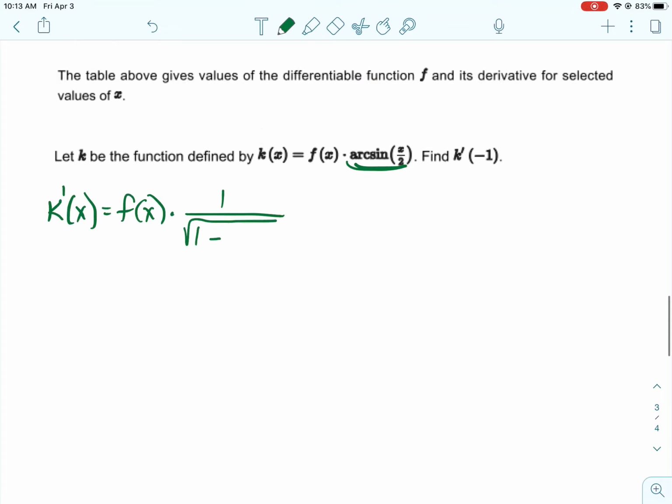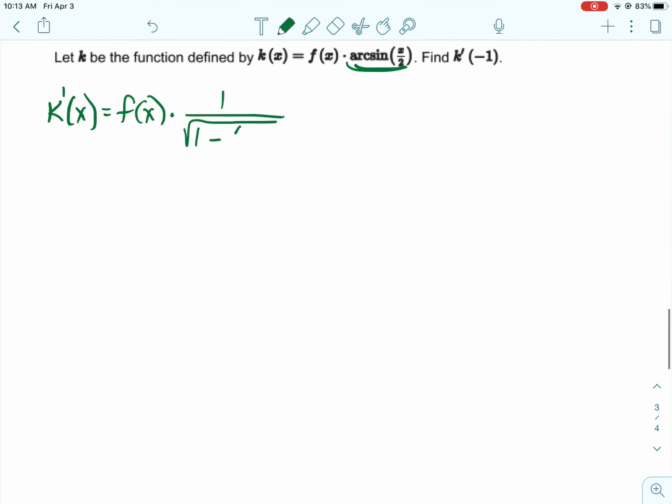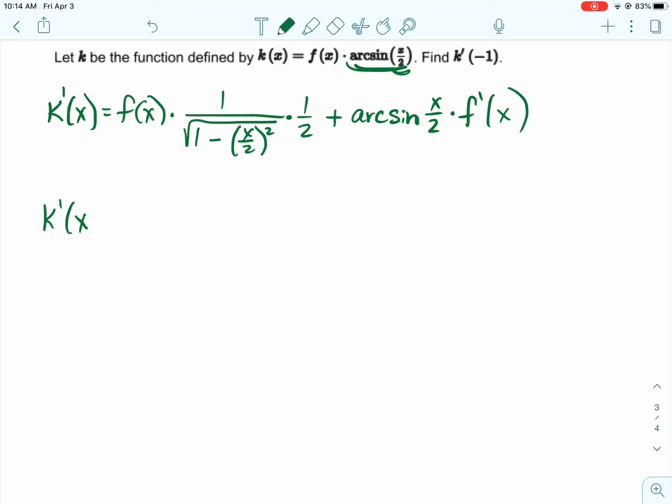All right, so the product rule, we're going to have f of x times the derivative of this arc sine. So that's going to be 1 over the square root of 1 minus, and then in the place of where we have x, we're going to have to put in x over 2. And then because that wasn't just an x, we have to multiply by the derivative of x over 2, which is 1/2. All right, and then plus, and then leave this arc sine alone. And then multiply it by the derivative of f. Okay. Then, sorry, we'll go back, and we're finding k prime of -1.